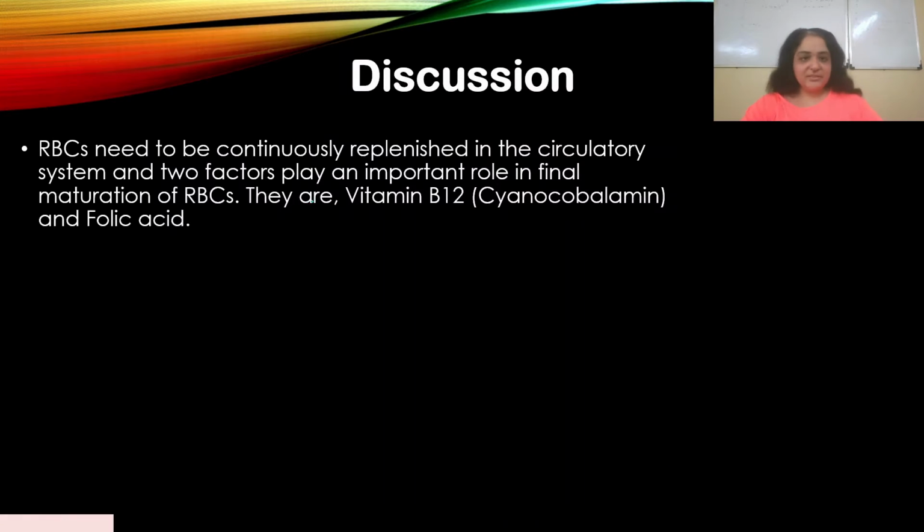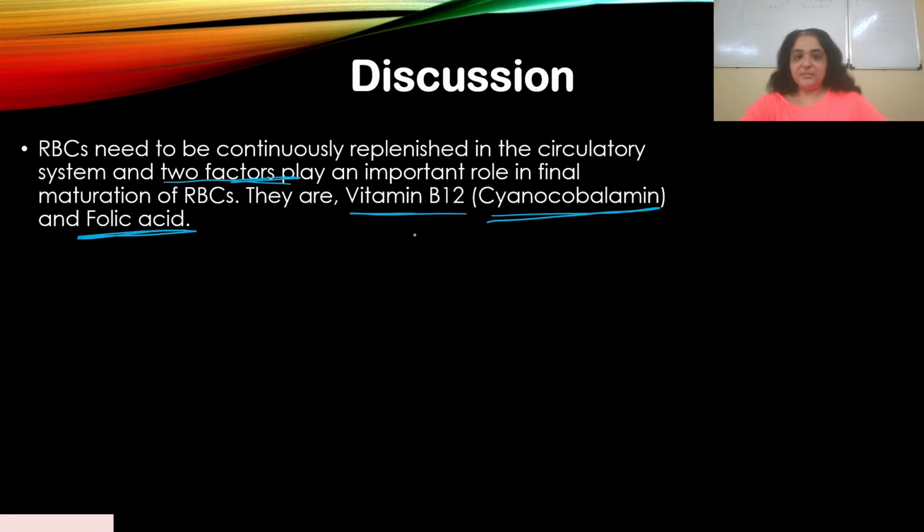RBCs, as you know, need to be continuously replenished in the circulatory system, and there are 2 factors that play an important role in the final maturation of RBCs. Initially they are formed as reticulocytes, and then they mature into the final stage of RBCs that enter the circulation. These 2 factors are vitamin B12, which answers our question, also called cyanocobalamin. If they write cyanocobalamin, you should know they are talking about vitamin B12. And the other is folic acid.